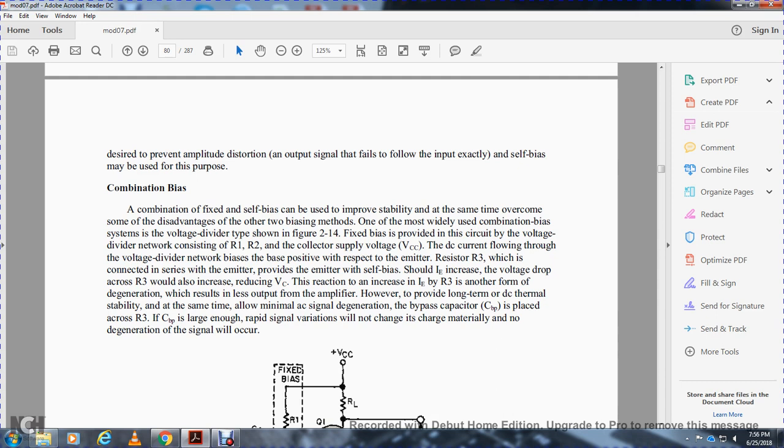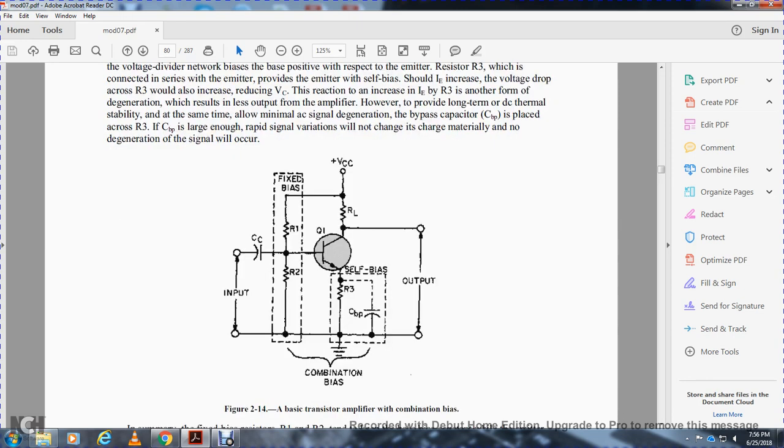The voltage drop across resistor 3 and other forms of degeneration result in less output from the amplifier. However, this provides long-term thermal stability while allowing minimum AC signal degeneration by a bypass capacitor placed across resistor 3. The bypass capacitor is large enough that rapid signal variations will not change its charge, so partially or no degeneration of the signal will occur. Figure 2-14 shows the basic transistor amplifier with a combination bias.